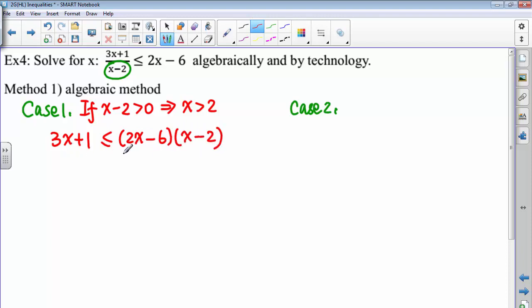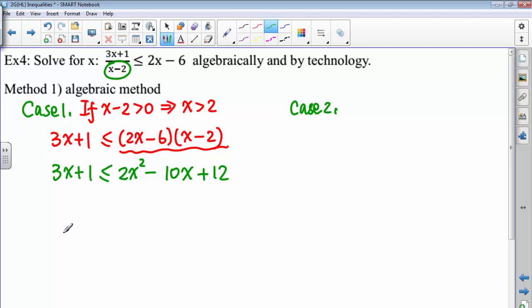We need to open the brackets here. So if you open the brackets, you need to use the FOIL method. So it will be 2x squared minus 4x minus 6x. Let's combine the like terms. Anyway, it's negative 10x in total, then plus 12. And let's still copy the left side.